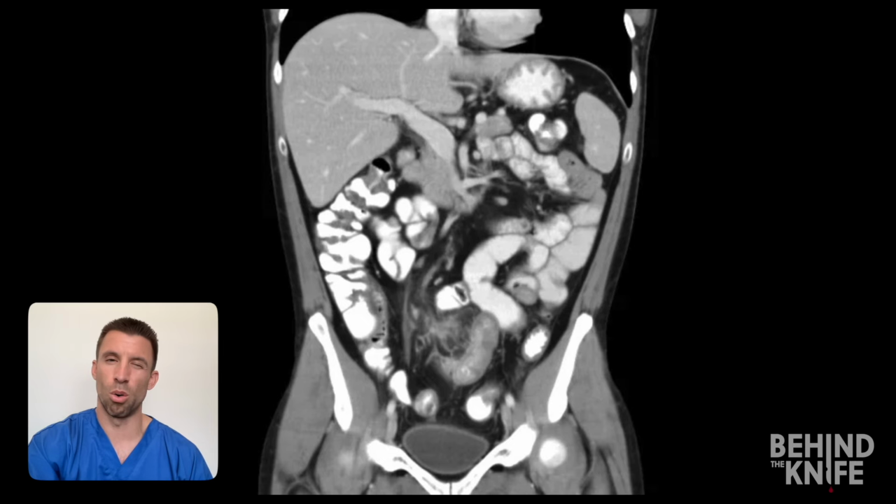Now, quick on oral contrast. This shows the bowel and is good for seeing leaks and obstruction, but it takes a while to work its way through the GI tract. So this is something you need to consider when it comes to the timing of the scan.